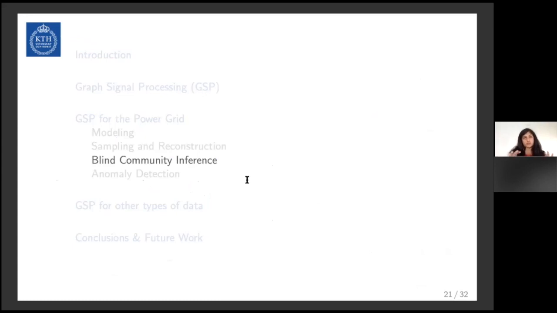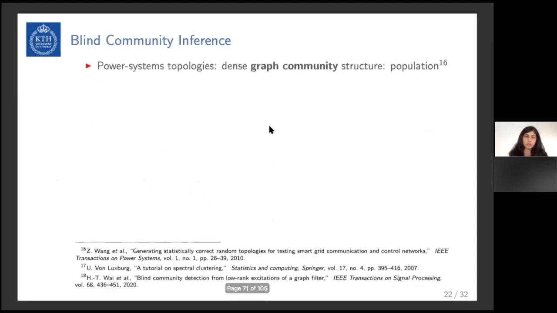That was one part of the application. So now let's discuss two different applications. The next one is blind community inference.